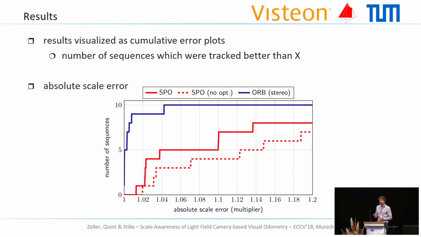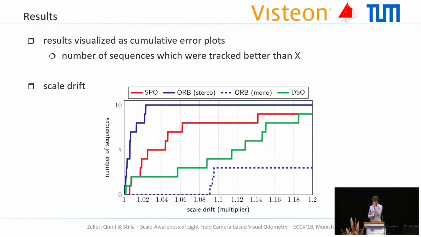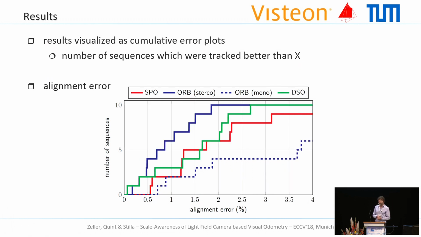For more than half of our scenes, we were able to retrieve the scale with an accuracy better than around 10%. Now, what's interesting to see, if we look at the scale drift and compare our algorithm to a monocular algorithm like direct sparse odometry, for instance, which is really state-of-the-art in monocular visual odometry, we see that our scale drifts are much better than those of DSO, and even far better than those of ORB-SLAM, basically.